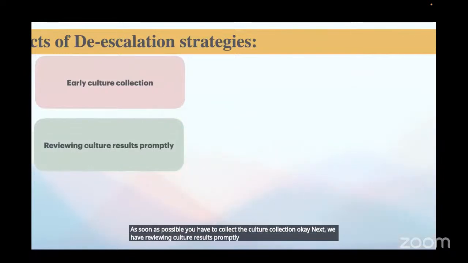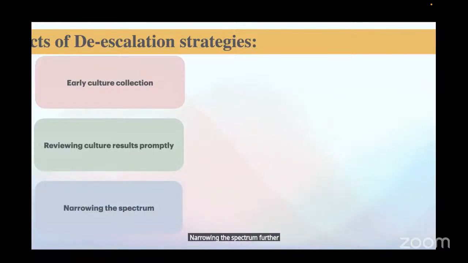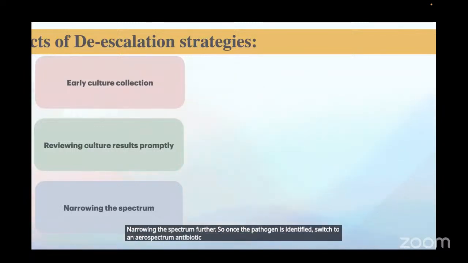Next, we have reviewing culture results promptly. Regularly monitoring culture reports to identify the causative organism and its susceptibility pattern. Reviewing it correctly is also a key aspect of de-escalation. Narrowing the spectrum further: once the pathogen is identified, switch to a narrow spectrum antibiotic that is specifically effective against the specific organism. So this can be your key aspect.